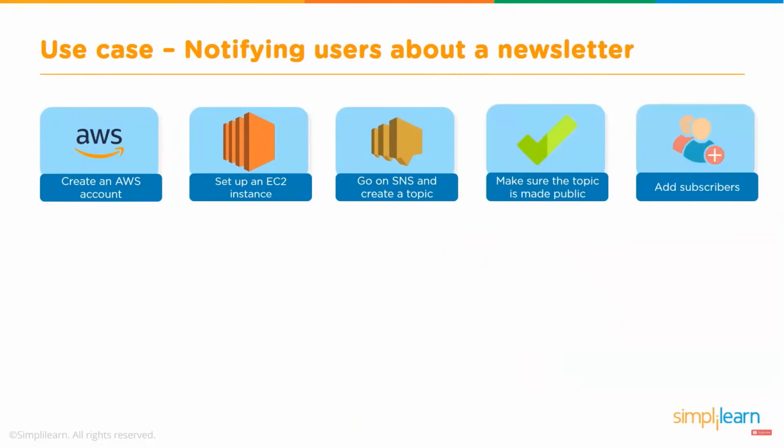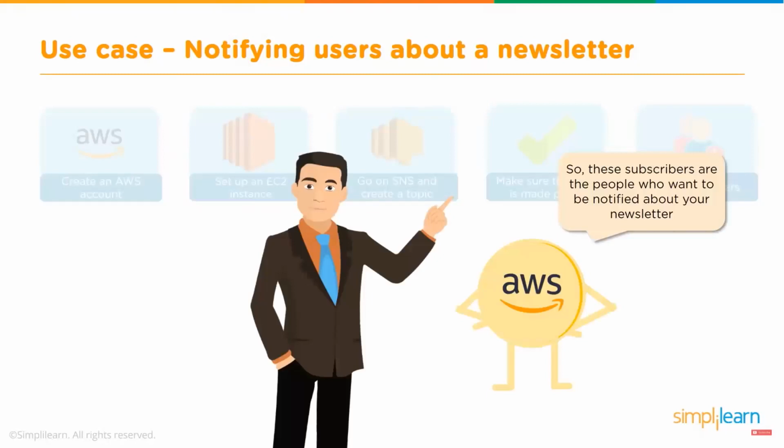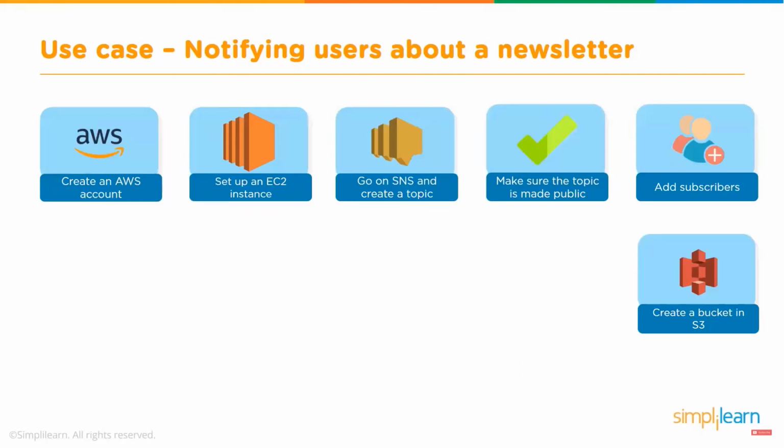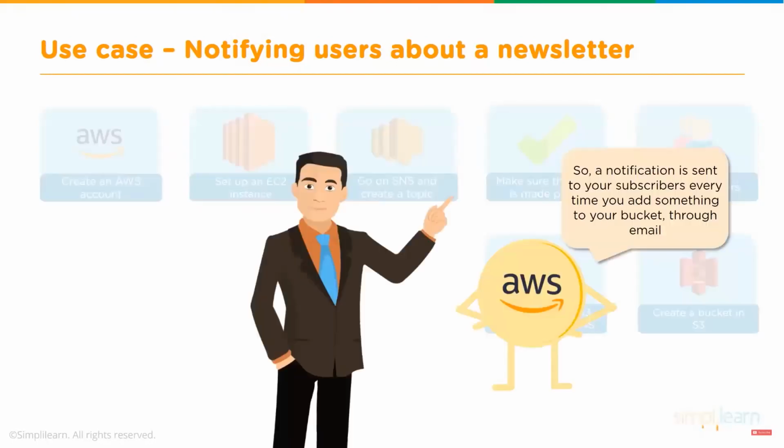These subscribers are the people who you want to be notified about the newsletter. We already have the email database in there. Add them to the subscribers list and then they will start getting new newsletters as and when we post them to the topic. As a next step, create a bucket in S3 where you can store content, and in that bucket create an event that triggers a notification to Simple Notification Service. So this is how it will be set up. A notification will be sent to our subscribers anytime we put something in our S3 bucket.